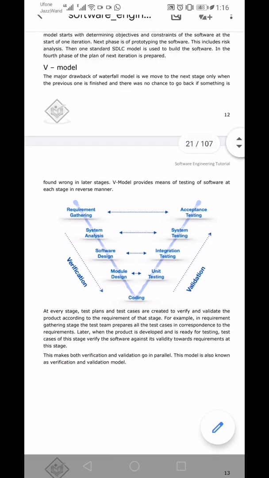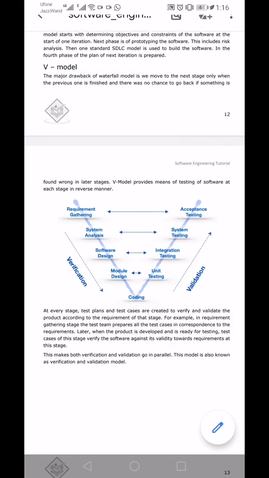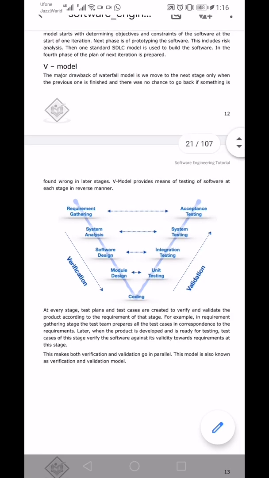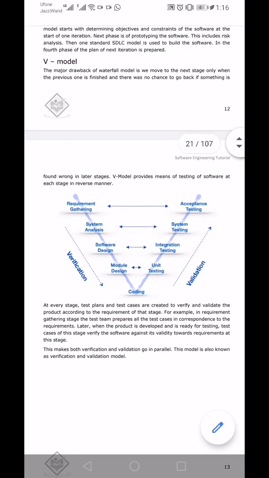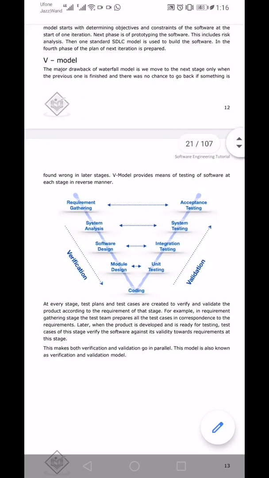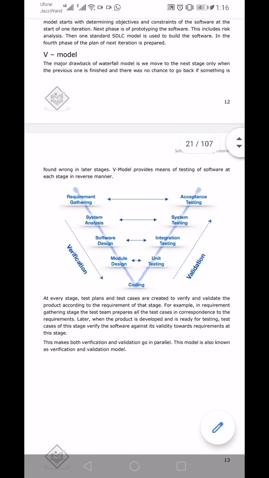What was the problem? In the waterfall model, we can only move to the next stage when the previous stage is completed. If there is any problem in the previous stage, then we can't go back. But the V model is the refined and advanced form of the waterfall model.